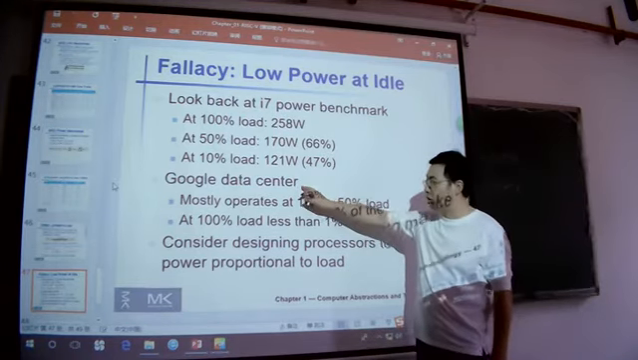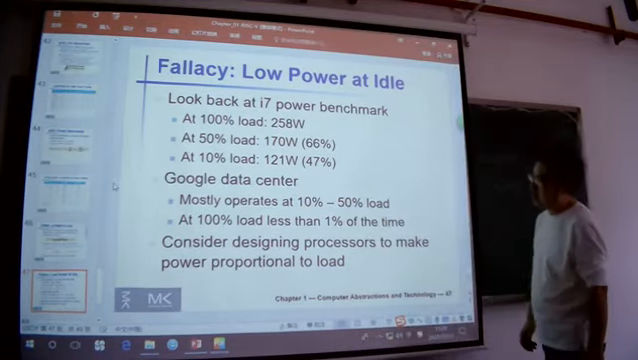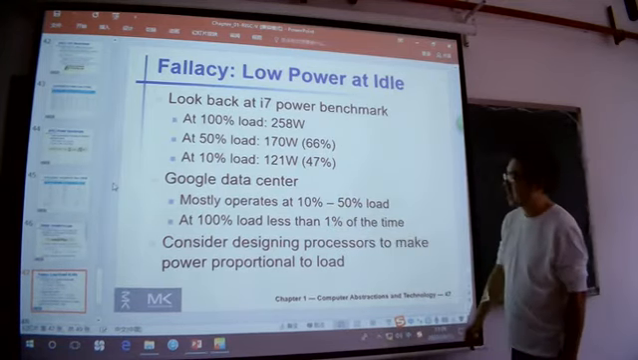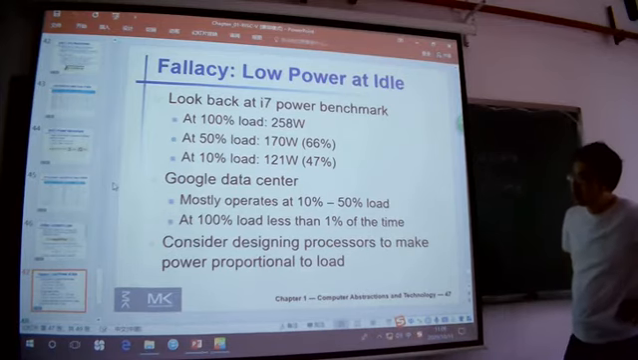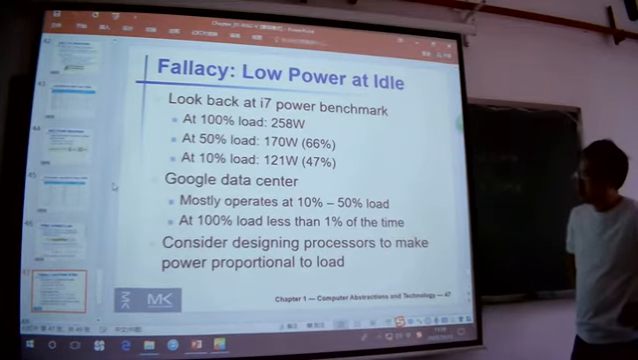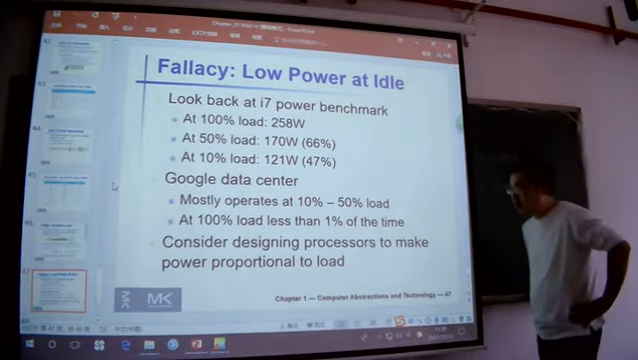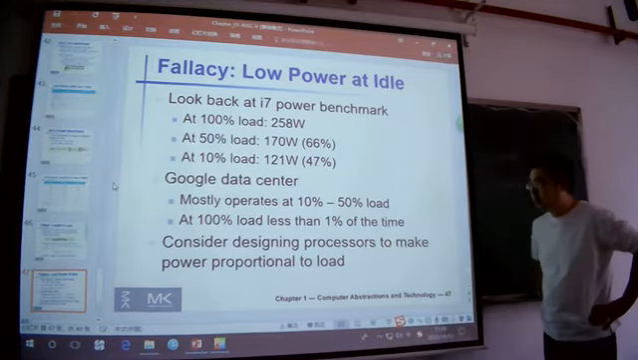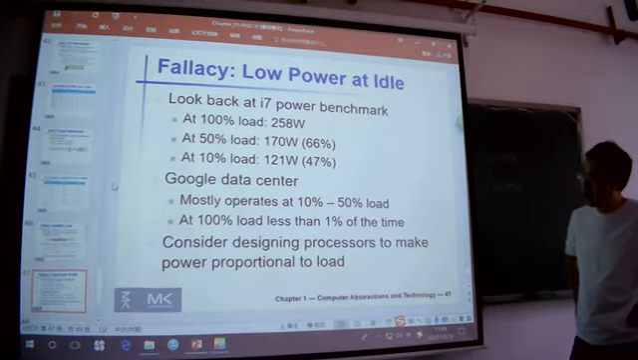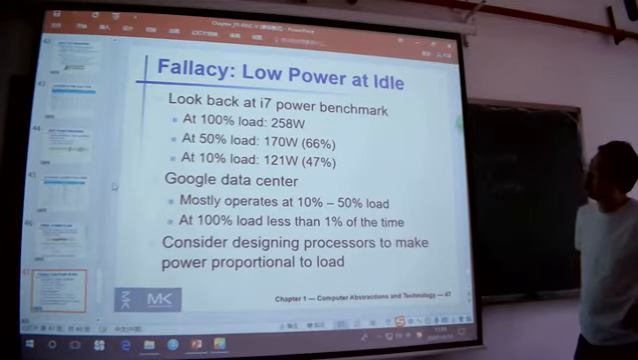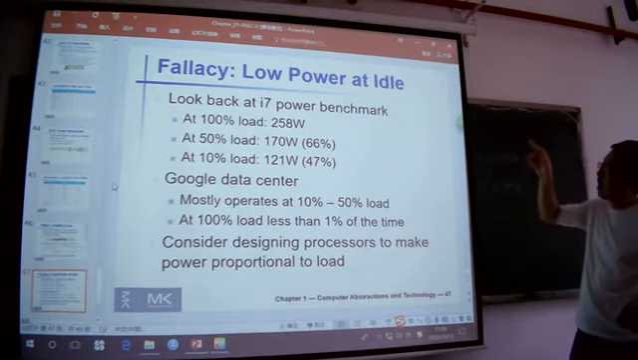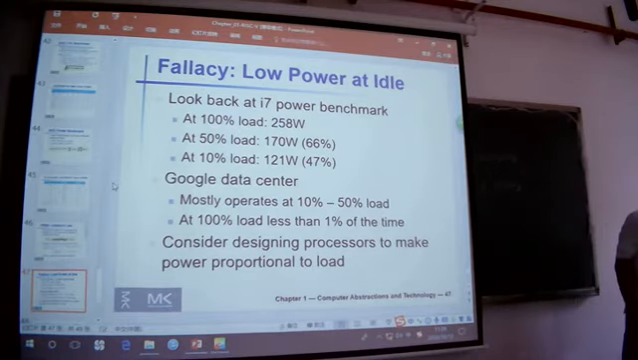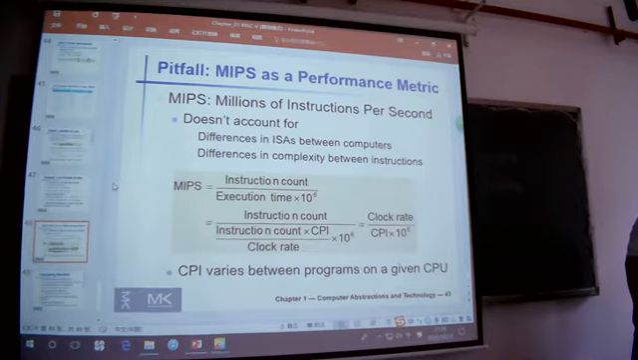Google data center operates at 10% to 50%. At 100%, this is shown less than 1% of the time. Consider designing programs to make power proportional to load. So low power at idle is the fallacy. Okay, myths.